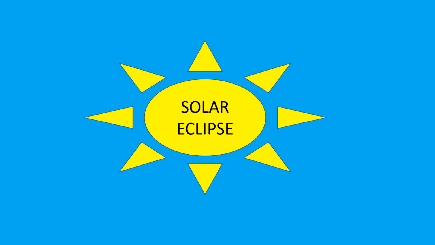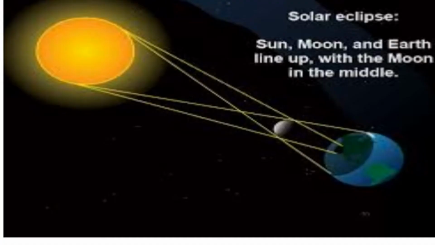Next we will discuss solar eclipse. Solar eclipse occurs when the sun is partially or completely hidden. In the image, you can see that the moon is moving around the earth in its orbit.